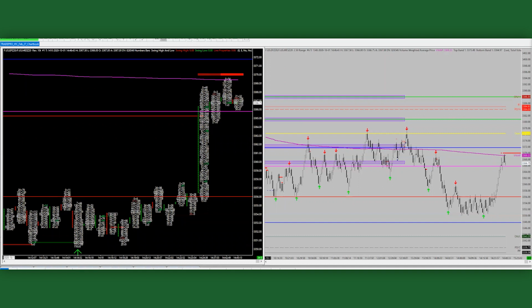You can see there are sellers coming in, trying to push it lower. So let's reconvene after this move has gone.